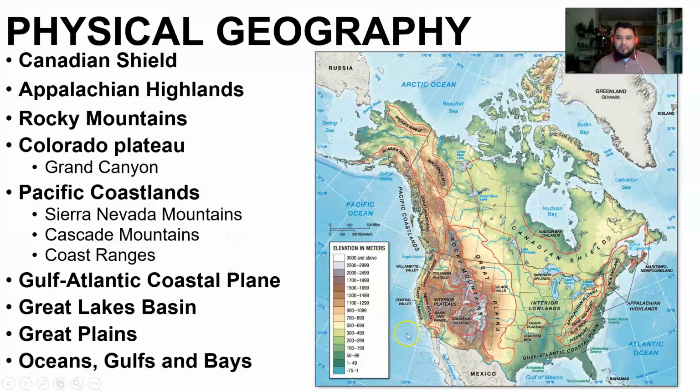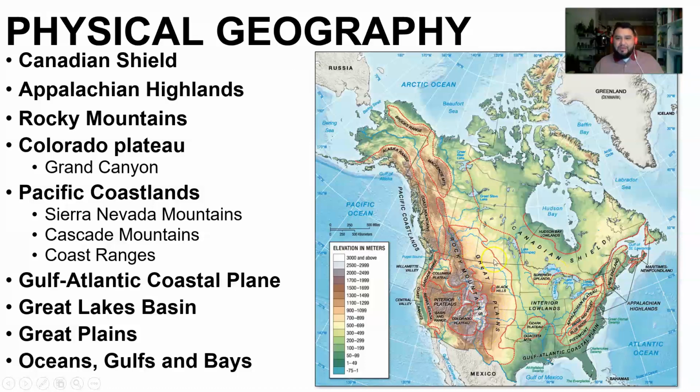There are, of course, important bodies of water that flank the region. The Gulf Atlantic Coastal Plain here in the south of the country is a very flat area, which is why we see flooding often right off the Atlantic Ocean. We also have the Great Lakes Basin, which is the largest source of fresh water in the United States and Canada.